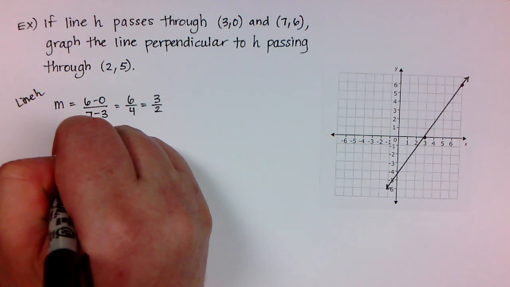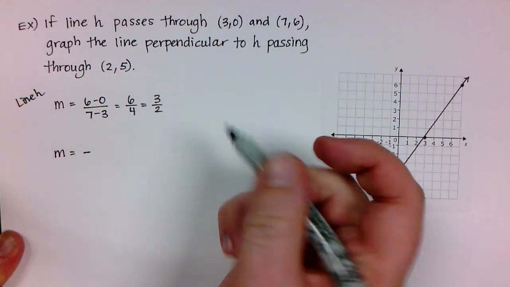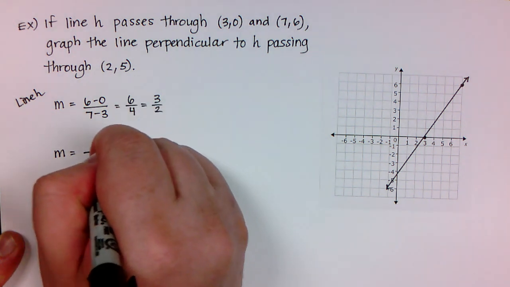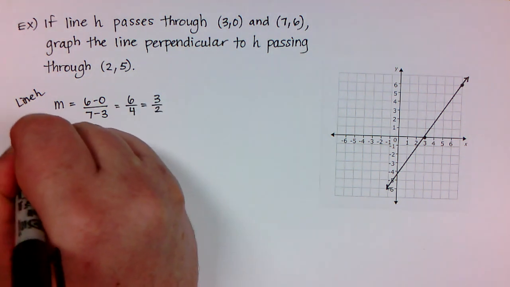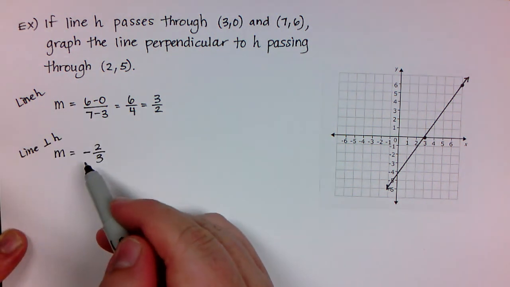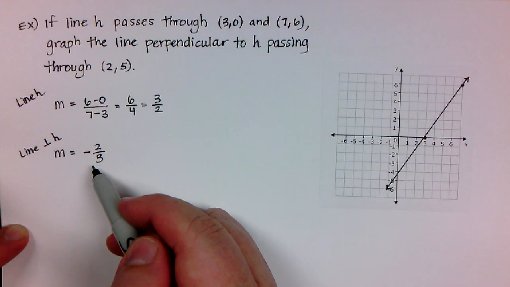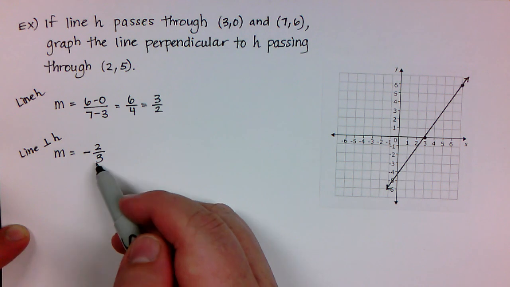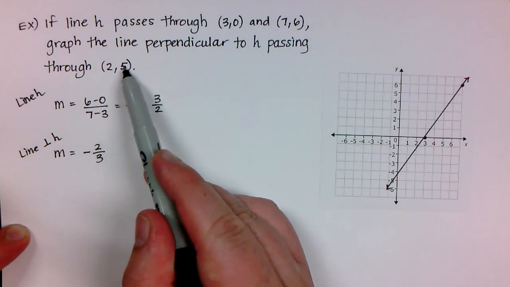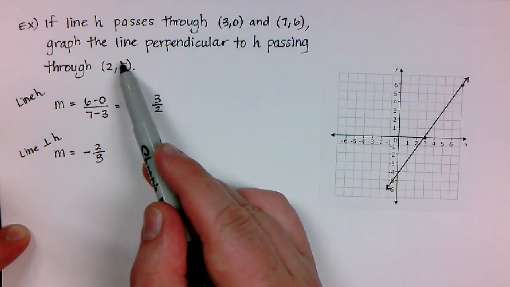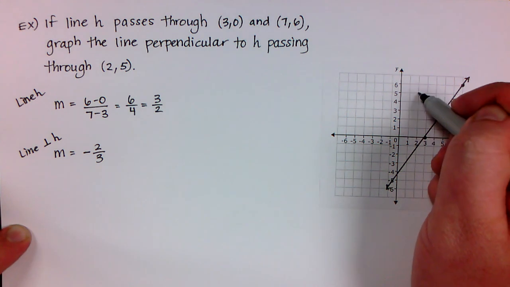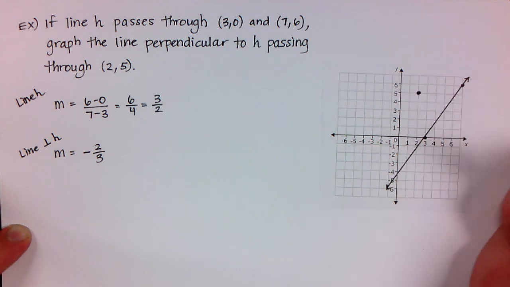Well, it's going to be the opposite, because I already have a positive, so I'm going to have to multiply by a negative number, and the reciprocal of it. So the line perpendicular to H has the slope m equal to -2/3. So now that I have that, we're going to do about 2 more steps. Let's plot the one point that we know that passes through this perpendicular line. It is 2, 5, so over 2 and up 5.